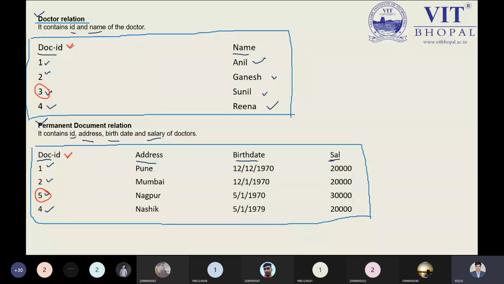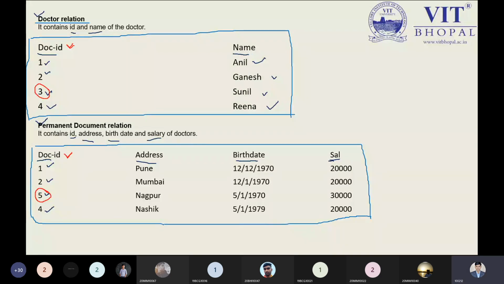Okay, so let us understand the thing properly with the help of an example. This example is visible to all, right? Here is the doctor relation, and next we have the permanent document relation. Just tell me right now if you are having any problem. No, sir. Okay, so here we have two different relations. Once again, one is the doctor relation, and another one is the permanent document relation.